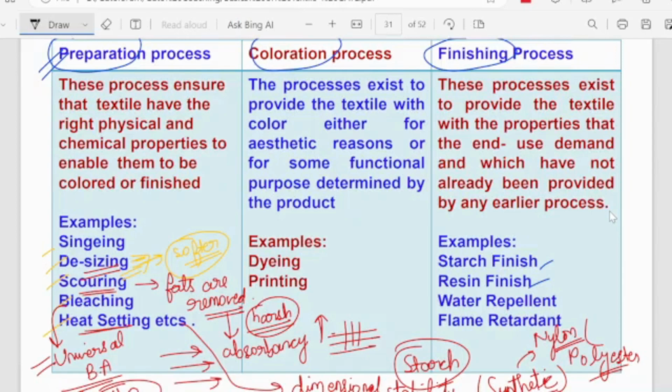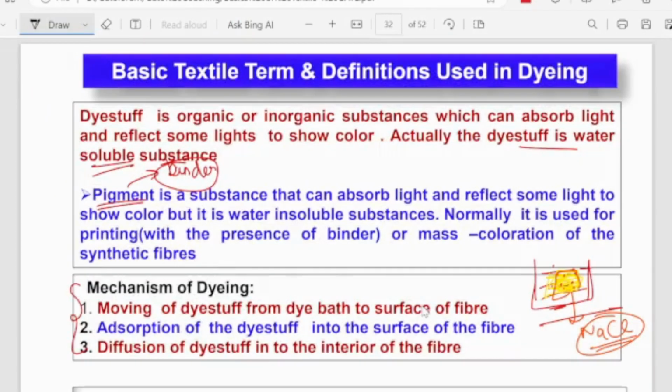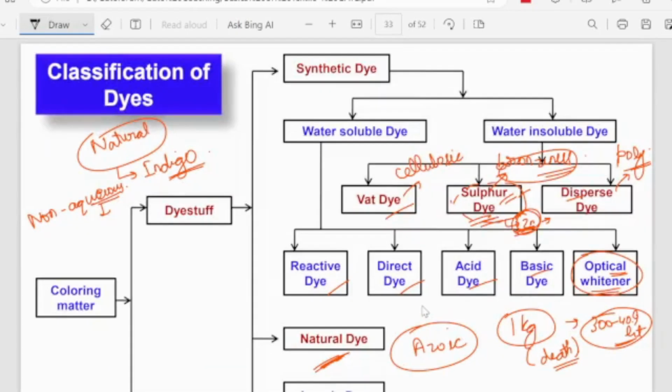Then coloration, dyeing and printing is done with the help of different types of dyes, and different types of printing treatments. Also the finishing treatments: starch finishing, resin finishing, water repellent, flame retardant, these are different finishes that are used. These are different kinds of dyes: one is water soluble dyes and the other is water insoluble dyes. Vat dyes are water insoluble dyes, which means if you dissolve vat dyes in water, they will not dissolve easily.